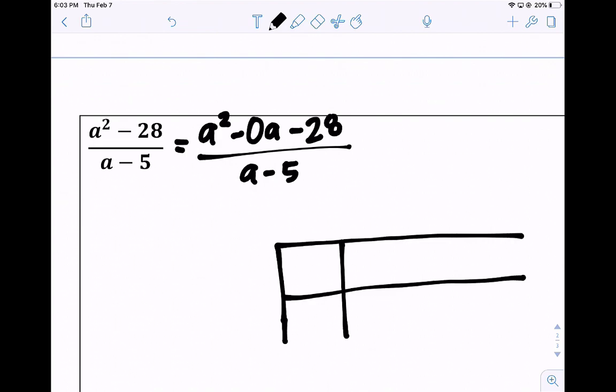Our first term that we're going to fill in is a squared. On the outside, I'm putting what I'm dividing by. So my first question is a here times what up here that I'm going to put is going to give me a squared. That's a. A times a is a squared. Then I multiply. A times negative 5 is negative 5a. I don't want negative 5a. I want 0a. So now I have to decide, what do I add to negative 5 to get 0? Well, hopefully you know that would be the opposite, right? If we add opposites, we get 0. So we're going to add positive 5a.